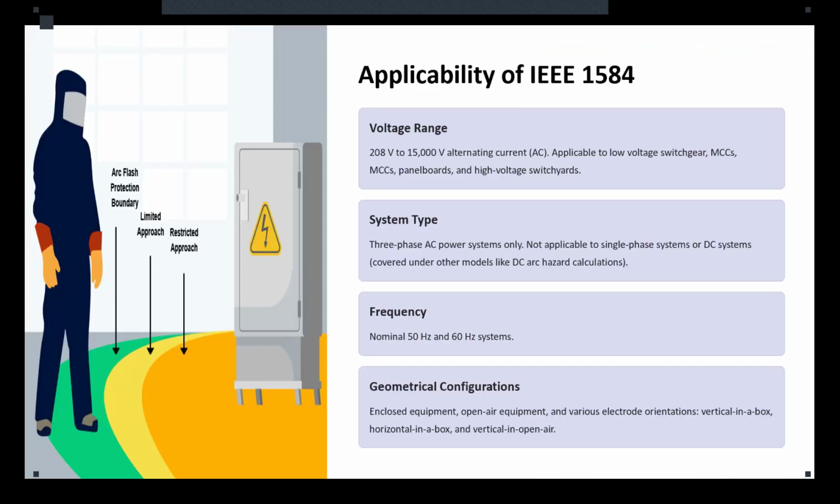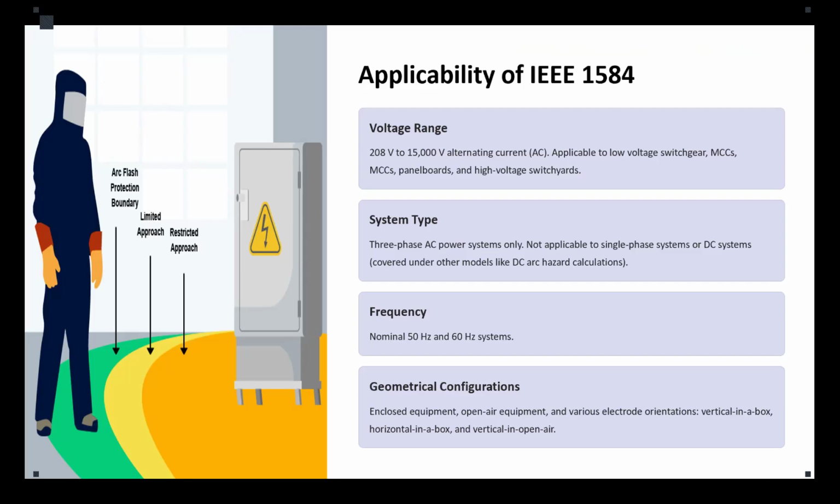Now that we understand the purpose of this standard, let's turn our attention to where it applies, and just as importantly, where it does not. IEEE 1584 is not a universal model. It was developed specifically for a certain class of electrical systems, so applying it outside this defined scope would lead to a misleading or unsafe result.